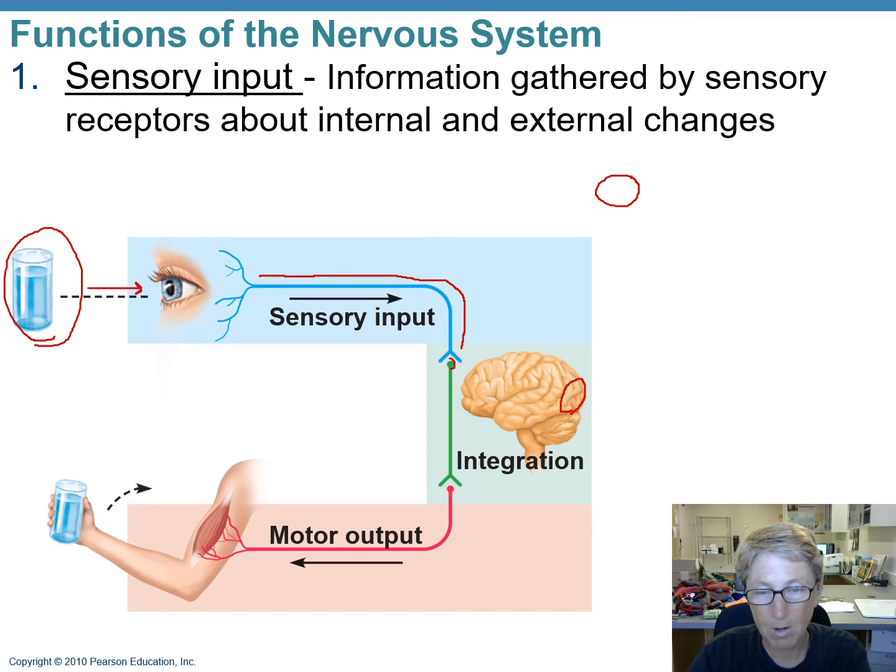So here's the cell body of the green neuron. Here's the axon of the green neuron. And that's called an interneuron. And then that interneuron will synapse with the pink motor neuron. So here's the cell body of the pink motor neuron. Here's the axon of the pink motor neuron. And you can see it goes out to your biceps muscle.